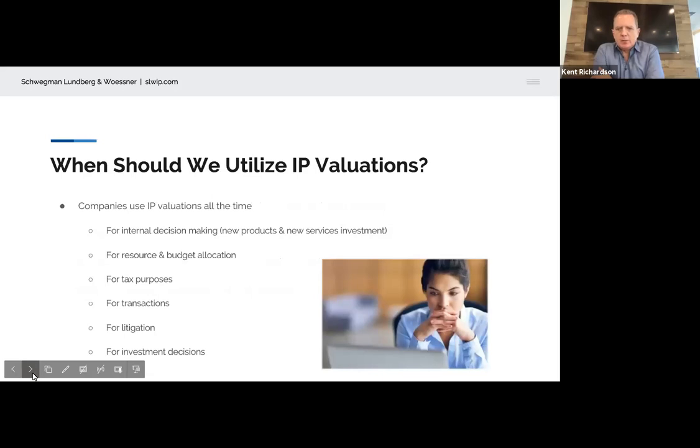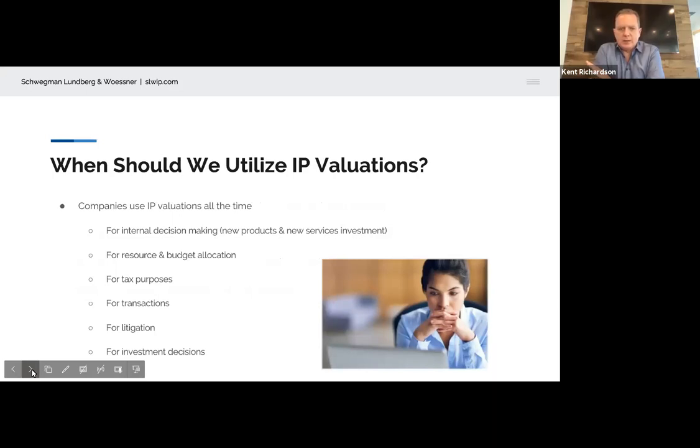All right, so we have a number of examples of where companies use valuations, and we talked a little bit about some of these. That internal decision making, new product, new service of investment versus maybe going and buying something like that. So that's literally evaluation.